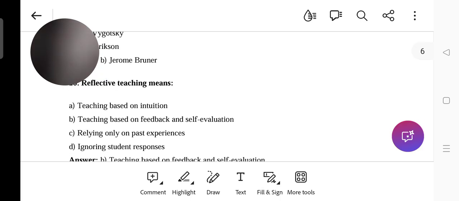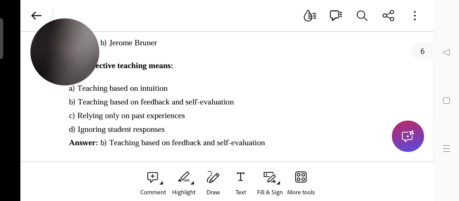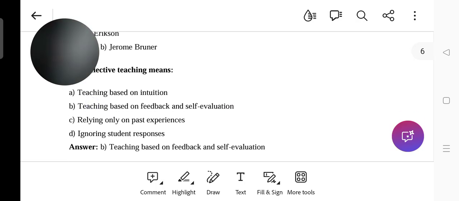Okay. So next question, reflective teaching means option A, teaching based on intuition. Option B, teaching based on feedback and self-evaluation. Option C, relying only on past experiences. And option D, ignoring students' responses. So option B will be the appropriate because reflective teaching means teaching based on feedback and self-evaluation.